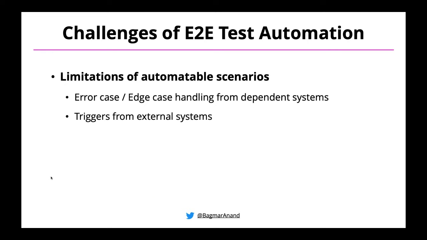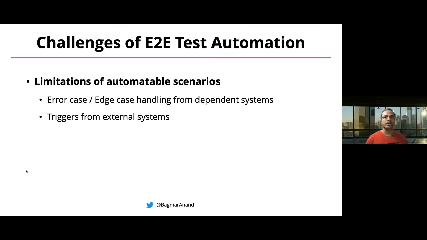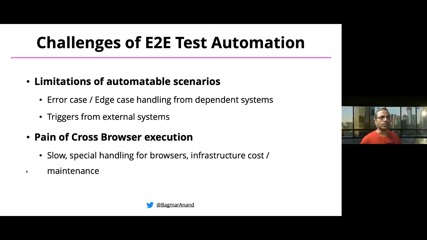Another challenge is how do you really simulate different conditions of inbound requests coming in from your external systems into your application. It's not the client side apps, but the external systems are calling your product. How do you really implement those? That's another challenge. The last challenge that I want to talk about is cross-browser testing or cross-platform testing.